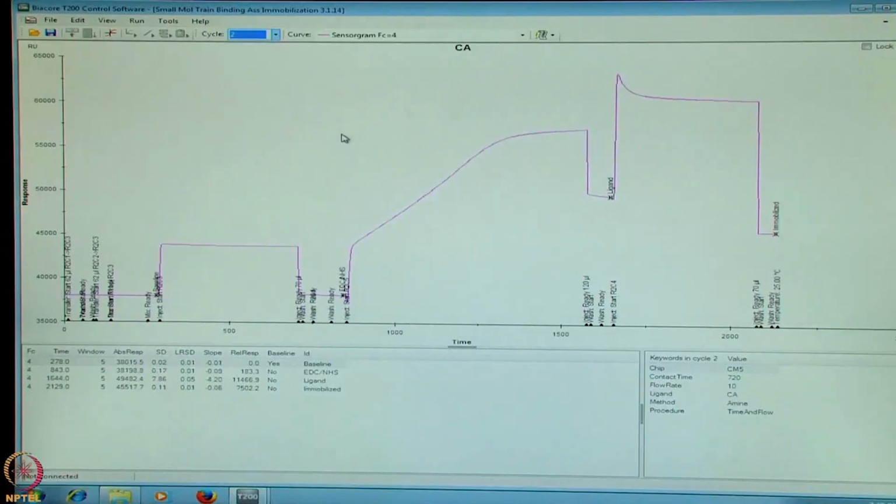On cycle 2, similarly you have activation with EDC NHS mixture, passage of ligand and blocking of the surface with ethanolamine to reach an immobilization level of 11,466. With this, we are done with the immobilization of HSA, which is human serum albumin, and CA, carbonic anhydrase, on the surface of the chip, and the chip is ready to go for the binding experiment.